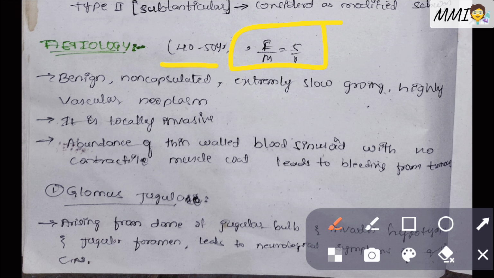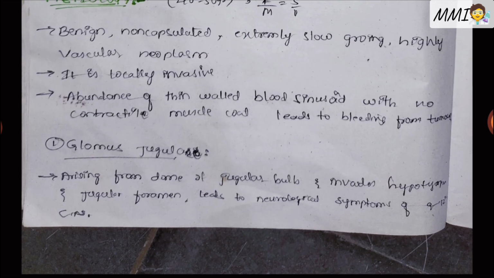It is a benign non-encapsulated extremely slow growing tumor, highly vascular neoplasm. Okay, as it is non-encapsulated and highly vascular, there are higher chances of bleeding. It is locally invasive. Abundance of thin walled blood sinusoids with no contractile muscle coat leads to the bleeding from the tissue. It is non-encapsulated, that's why higher chances of bleeding.